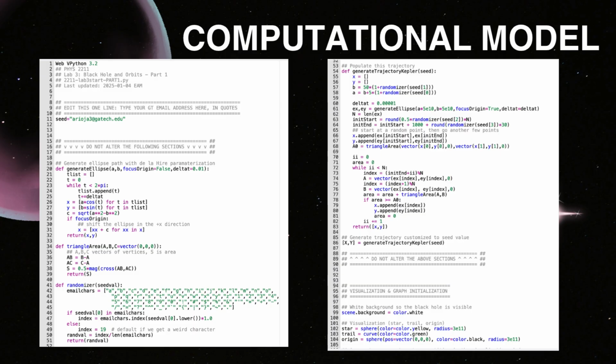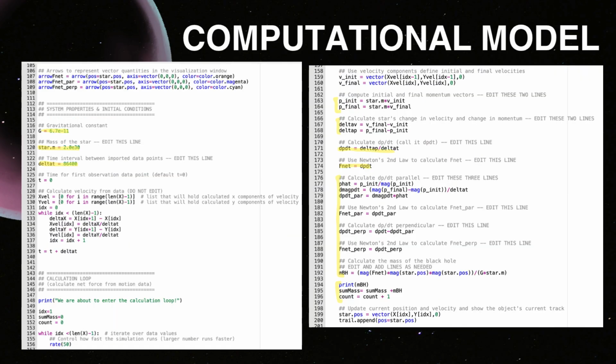This is my computational model, or part of it. You'll see some more in some other slides, but a lot of this is copy pasted and not meant to be altered. But as you can see, the things highlighted here in yellow were things that I changed.